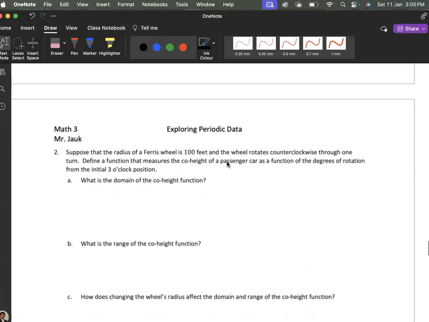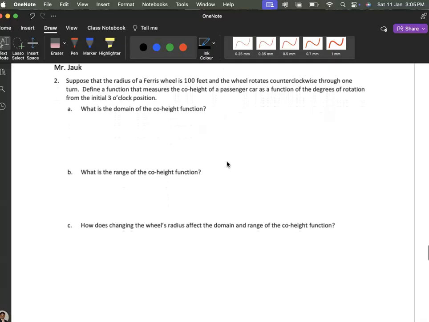Okay? Suppose that the radius of the Ferris wheel is 100 feet. So always draw a diagram. So radius is 100 feet, and it rotates counterclockwise. Define a function that measures the co-height of the passenger car as a function of degree of rotation from the initial 3 o'clock position. So let's do that.